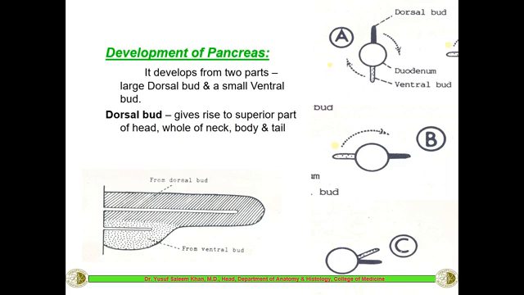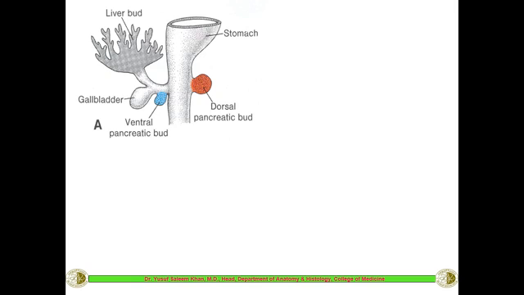As I said before, the dorsal bud will give rise to the superior part of the head, the whole of the neck, body as well as the tail. The ventral bud will be forming the uncinate process as well as the lower part of the head. So here this is the other view, seen from the side. Here you can see the development of the primitive gut.